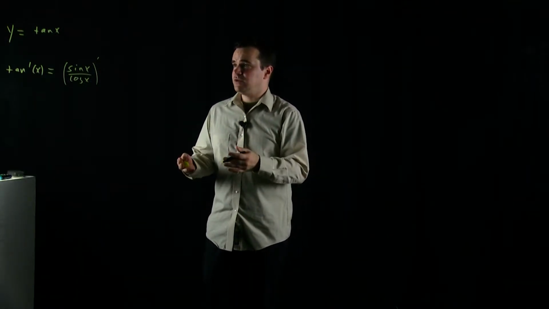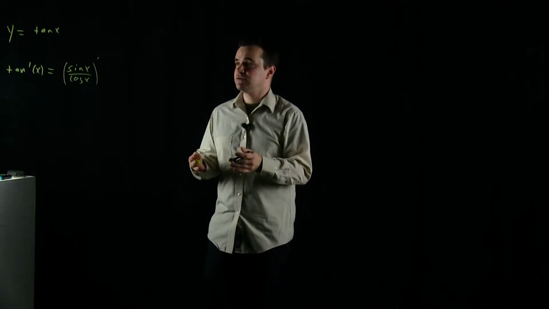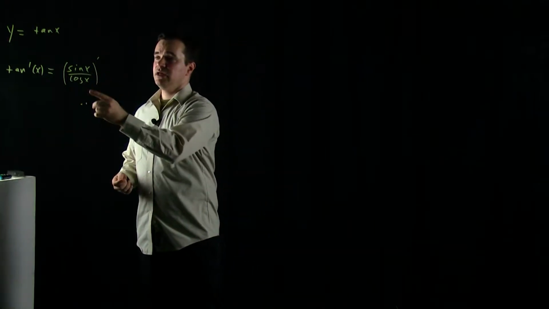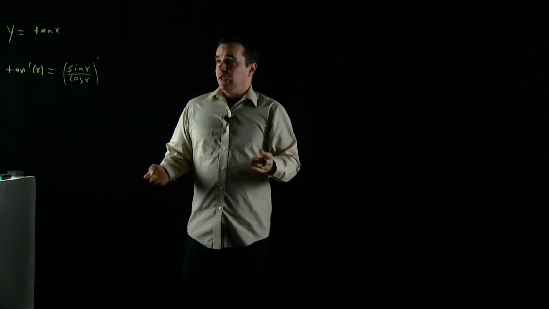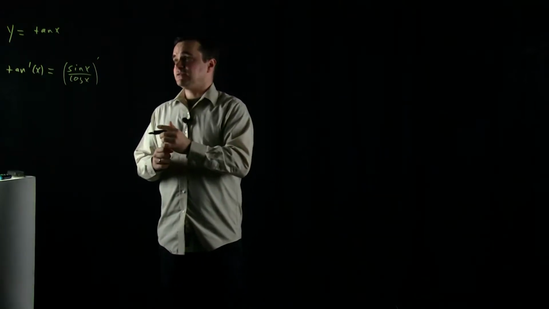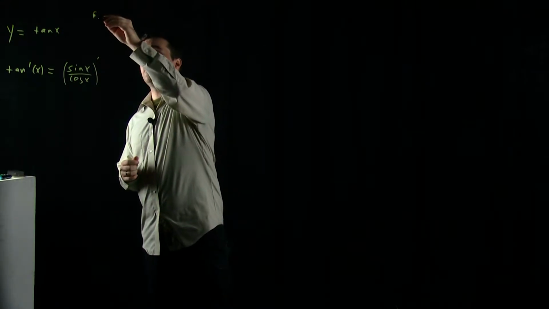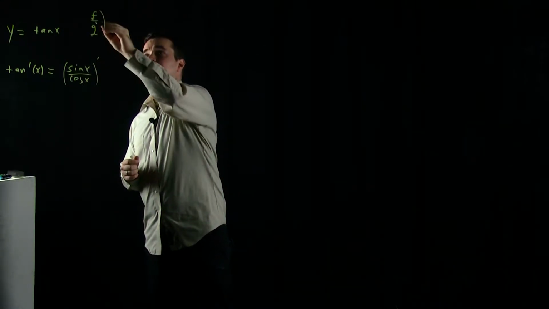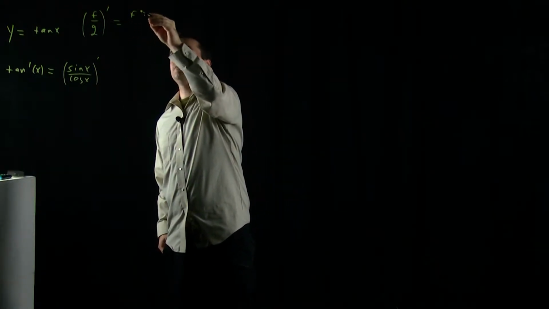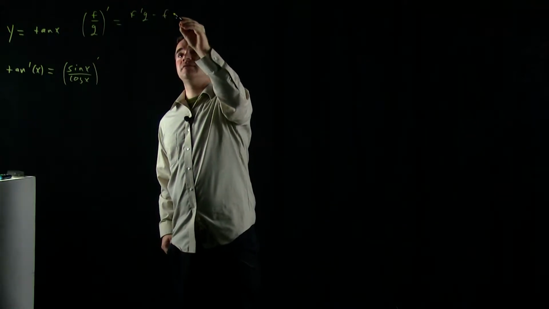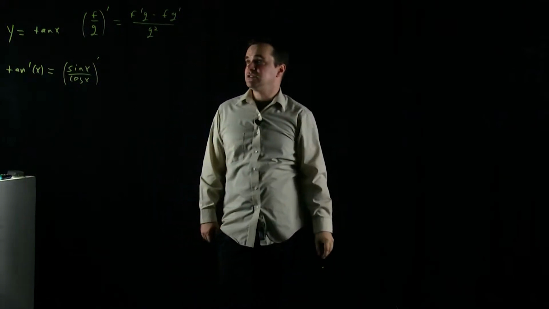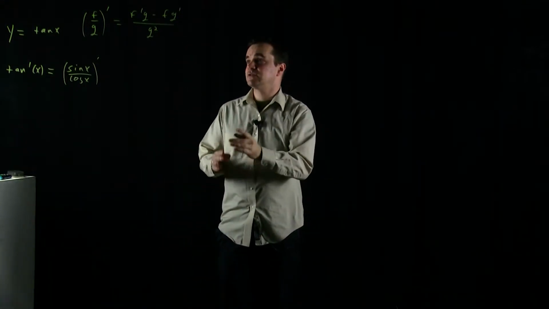To do this, I think the most natural thing for us to use here is going to be the quotient rule, because we've got a quotient of 2 functions. My f is sine and my g is cosine. And just to remind you, if you've got a quotient of 2 functions, the derivative is f prime times g minus f g prime, divided by g squared. So here our f is sine of x, our g is cosine of x.